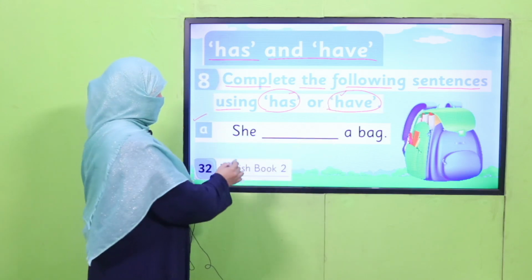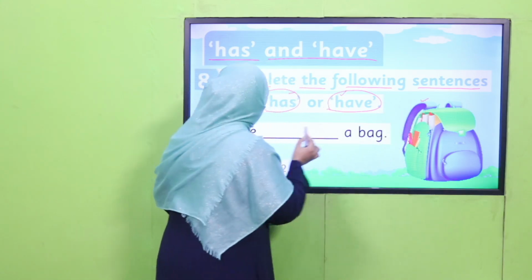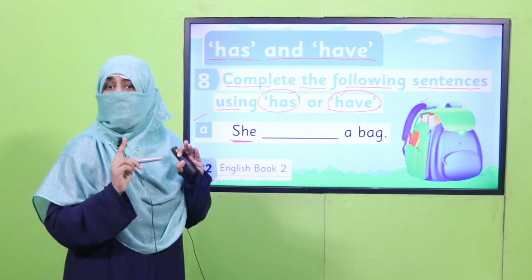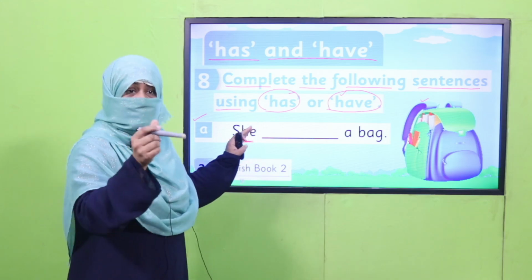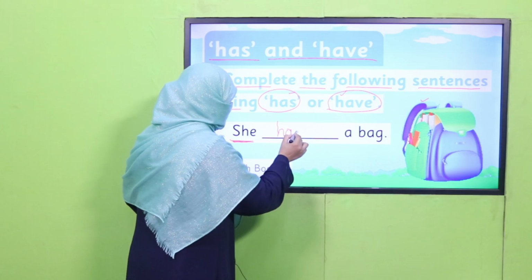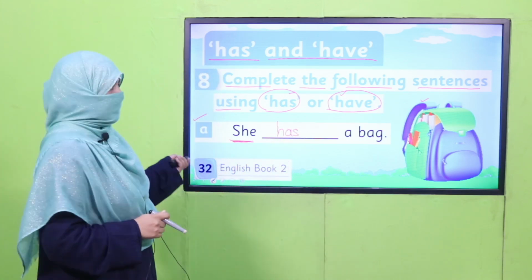Now the sentence is she dash a bag, means this bag she. Now for showing possession for a singular, for a she, what do we use? Has or have? Yes, good. So we have to write has over here. Okay, she has a bag. Good job. Likewise, there are sentences.